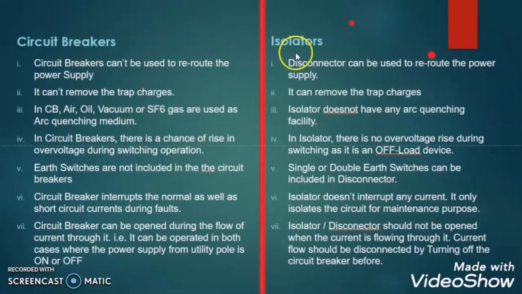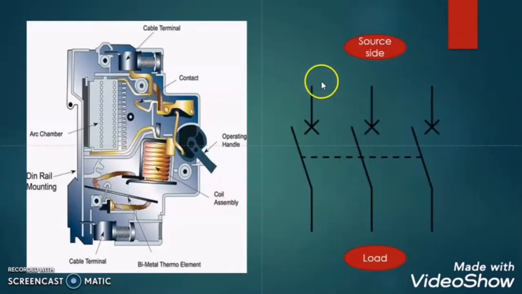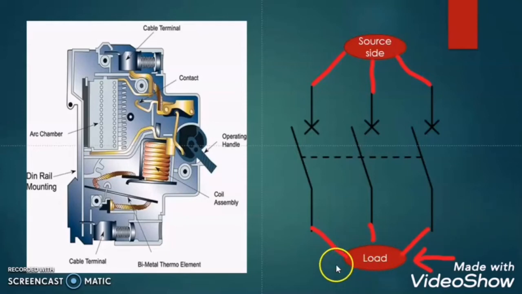Another difference between the circuit breaker and isolator is that the isolator can remove the trapped charges, but the circuit breaker cannot be used for this purpose. Let me explain this one. Suppose this isolator is connected with this source and it is feeding this three-phase load. When the isolator is closed, the power supply comes from the source through the isolator to the load. But when we open the isolator, the power supply will not come to the load, but there will be some trapped charges in the load. And if someone comes to do any maintenance on the load, that maintenance person may get a shock from these trapped charges.